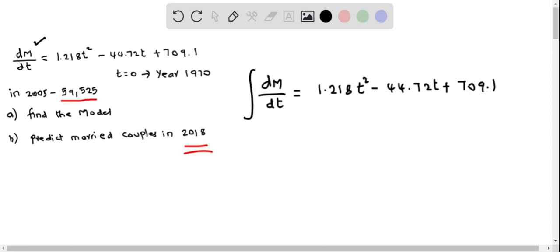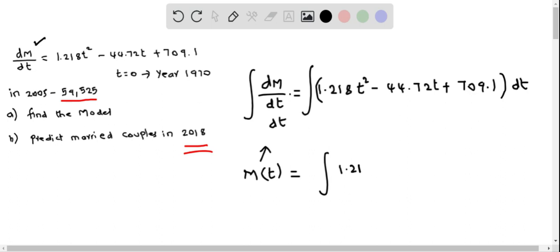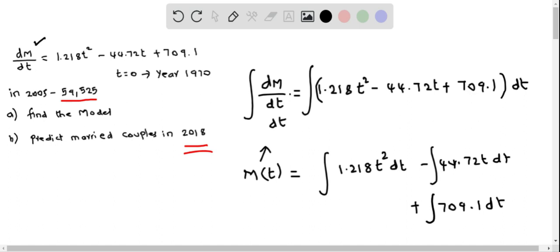So let me do the integration on both sides. So I put the integration symbol with dt. In fact, I could also put the dt over here. On the left side, when you integrate a derivative function, we basically get the original function, which we can represent as m of t. Now we can integrate this in several parts. We have three terms inside the integral. So let me write this as the integral of 1.218 t squared dt, minus the integral of 44.72 t dt for the second term, and for the third term, I have the integral of 709.1 dt.